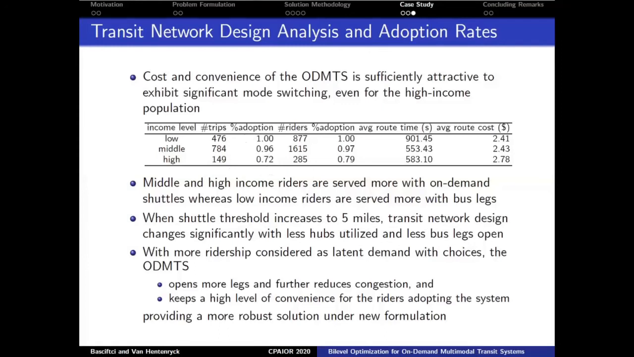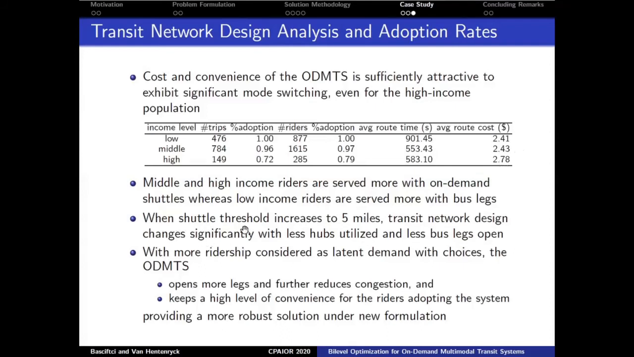as most of the users adopt the system, and we can see that the longest average route time belongs to the low income class, but its cost is also the least compared to the others, despite its long route time. This is due to the fact that the riders here benefit more from the bus legs and less from the on-demand shuttles, while the middle and high-income class riders benefit more from on-demand shuttles because of the convenience aspects in their choice functions, resulting in more expensive routes.